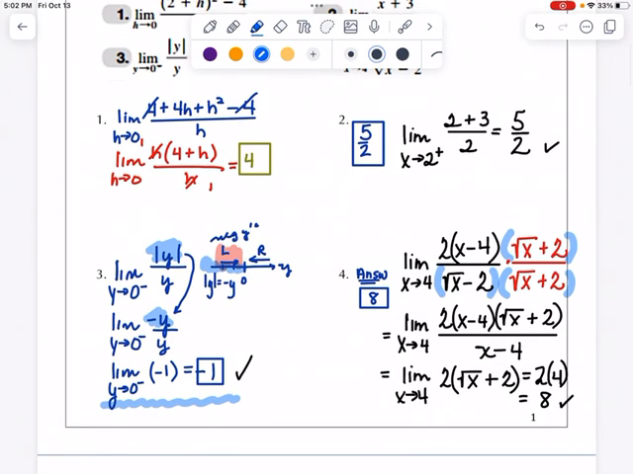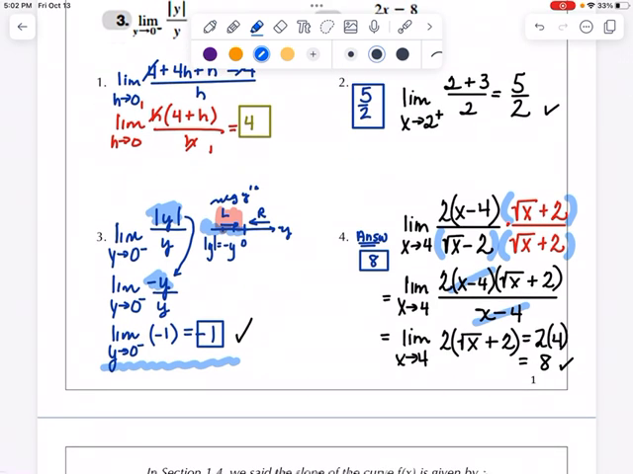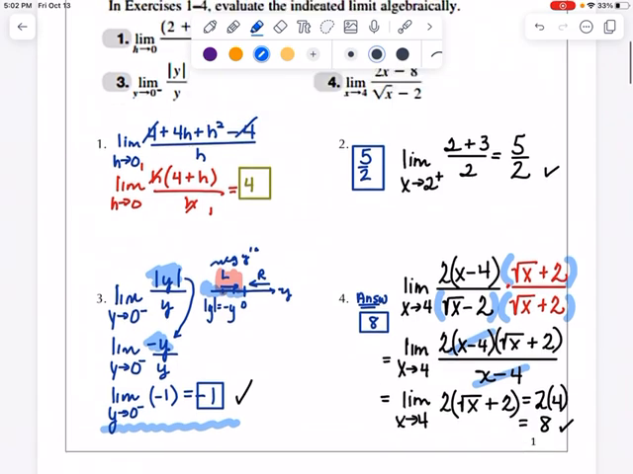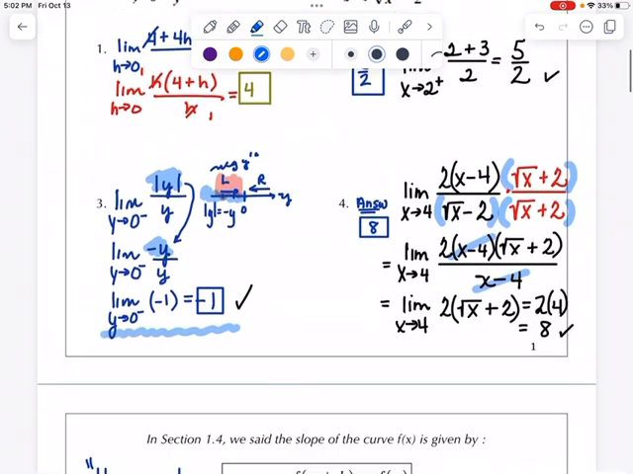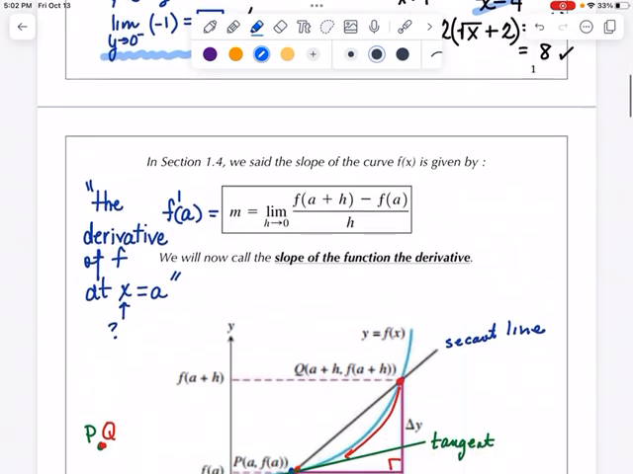Okay, so for the denominator, when we multiply by the conjugate, it manipulates our expression quite nicely, and we then get our x minus 4's to cancel, and we have 2 times the square root of x plus 2, which is 2 times 4, or 8, and we have our limit. So the practice of working with limits carries over to this chapter as well.